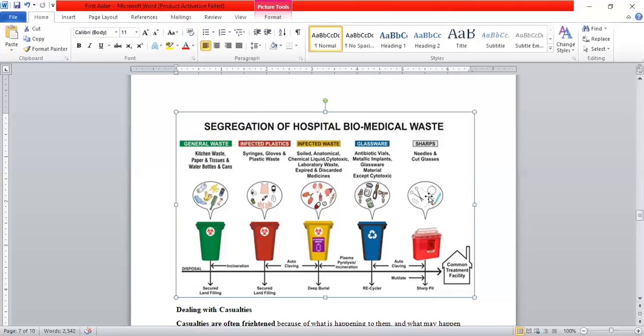This one is supposed to be for sharp objects. You may have this type, or the normal red bin. This one is not common. What is common is this red bin, where you put any infected plastic and the sharp needles. This is not commonly used. It can be taken for autoclaving, where it will be burnt at very high temperatures, maybe in an incinerator, or it can be buried in a deep pit.